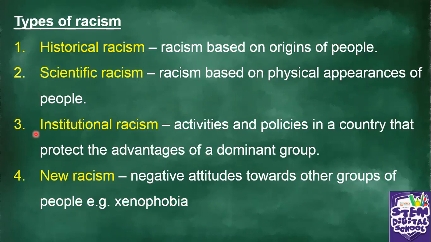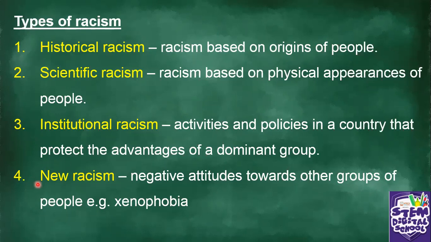Number three, institutional racism. Activities and policies in a country that protect the advantages of a dominant group. This institutional racism happened in South Africa, which was called Apartheid. They were using unfair policies protecting the white people.